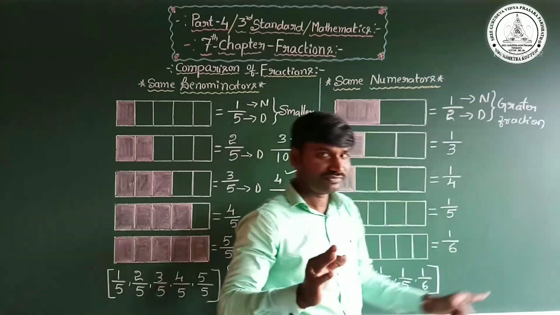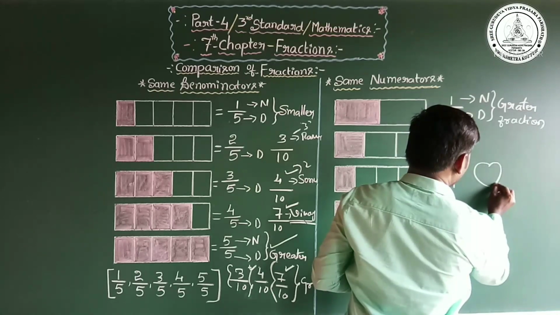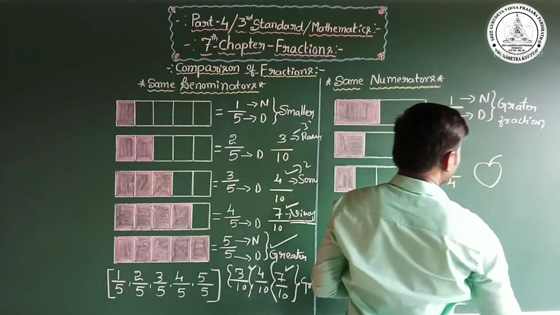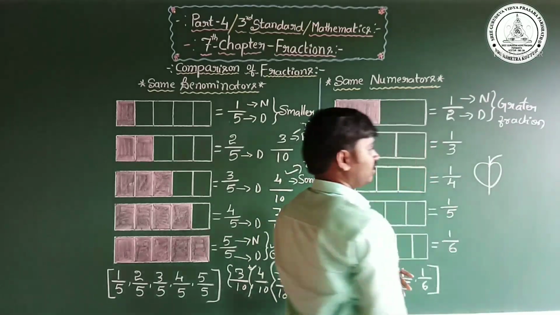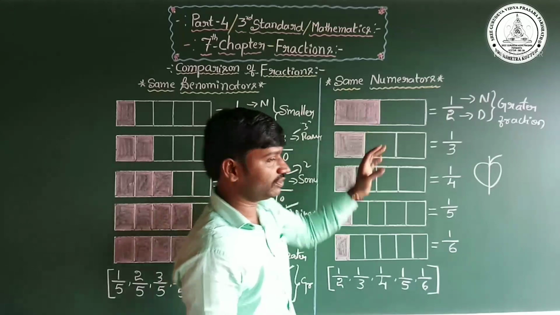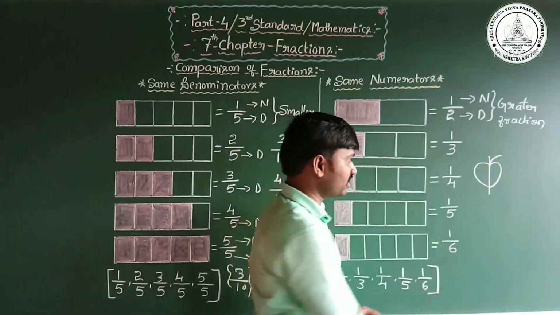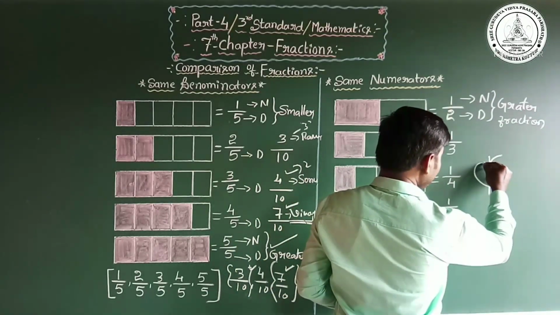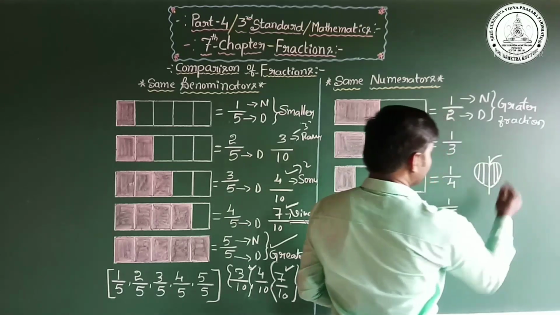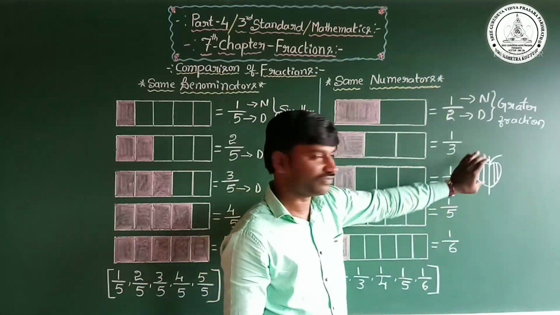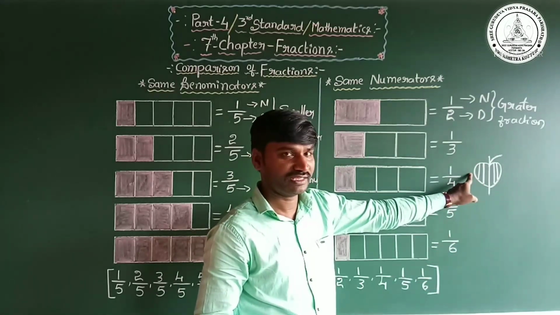Yes, dear student, in the given picture this is one apple. In this apple we divide into 2 equal parts. So these are 2 equal parts. But in this apple we divide into 6 parts. 1, 2, 3, 4, 5, 6 parts. We get smaller pieces. Yes, when there are 6 members, we get smaller pieces. This is very small.